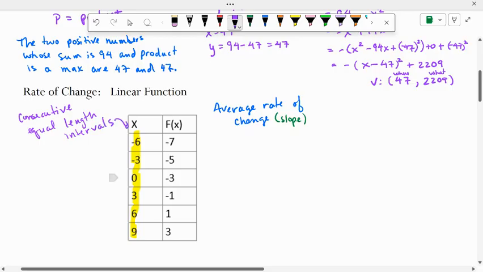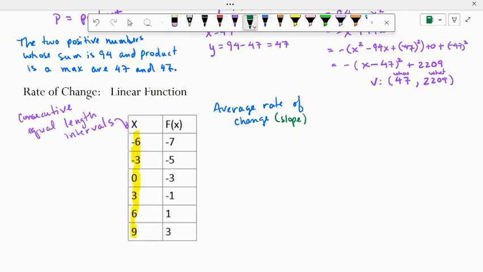because my change in x is positive 3. Each time I'm changing from -6 to -3, I'm adding 3. From -3 to 0, I'm adding 3. From 0 to 3, I'm adding 3. So my x is changing by the same distance, so I have equal length intervals. Because when we're talking intervals on our graph, we're always looking at the x value.